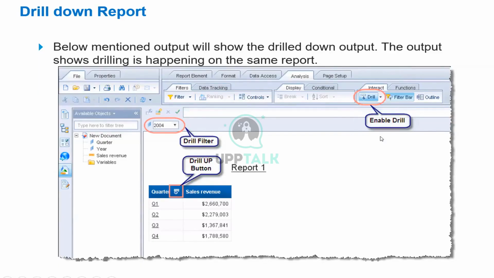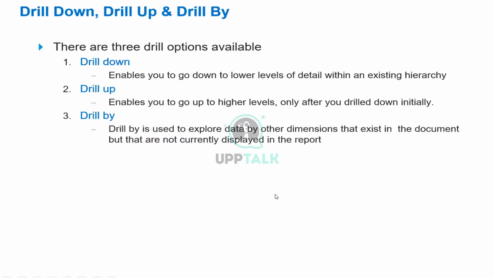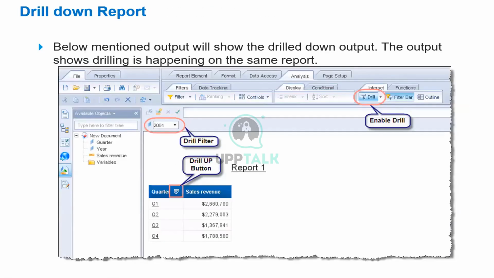As we have enabled drill and the report is based on quarterly sales revenue, if we click on quarter, it will go to the year. The drill up button, if you see here, the arrow is up. If you click on this hyperlink or here, it will drill up. In a similar way, drill down will also be there.